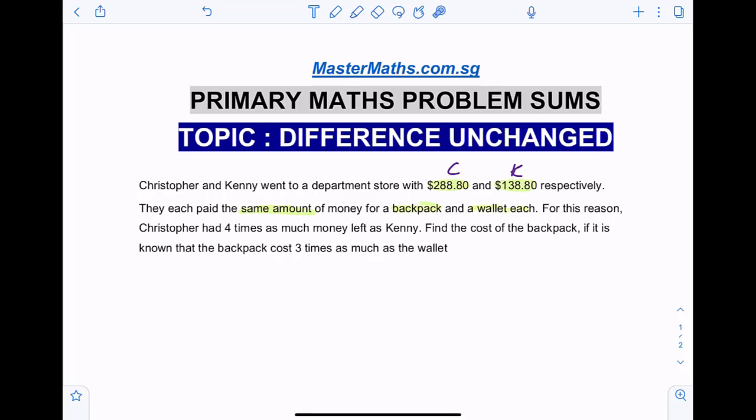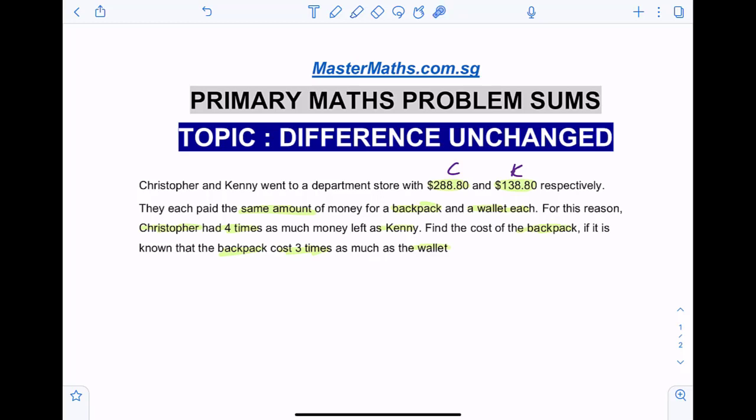So Chris bought the backpack and wallet. Kenny also bought the same backpack and wallet. Now for this reason, Christopher had 4 times as much money left as Kenny. Find the cost of the backpack if it is known that the backpack costs 3 times as much as the wallet. Alright, so how do we tackle this?